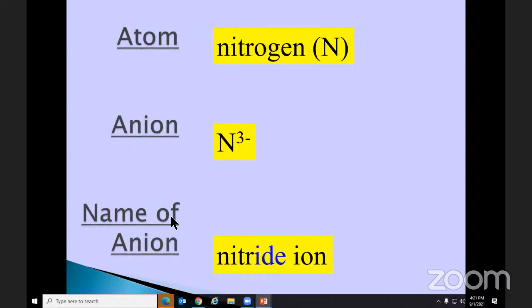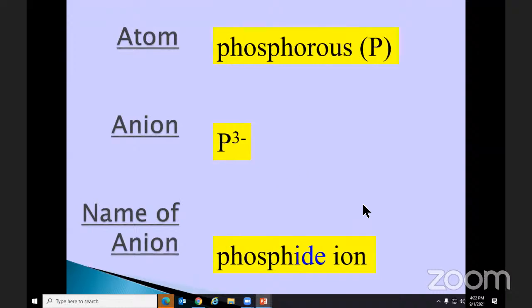In the case of nitrogen, the OGEN part of the name of that element is replaced with IDE. So the name of the anion is the nitride ion, all right? And please note that the charge in the case of the nitride ion is -3, all right? And again, the charge is based on the relative positions of the elements in the periodic table. As promised, I will get to that later on.